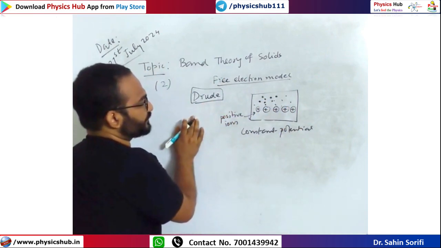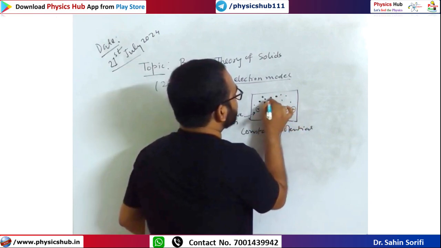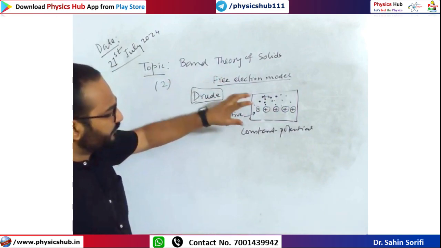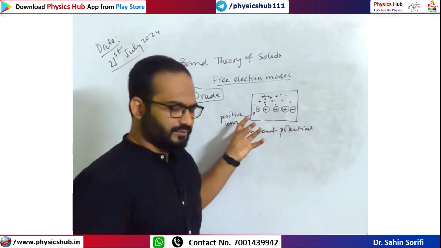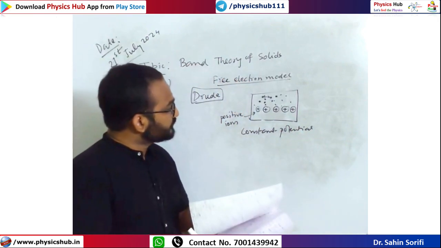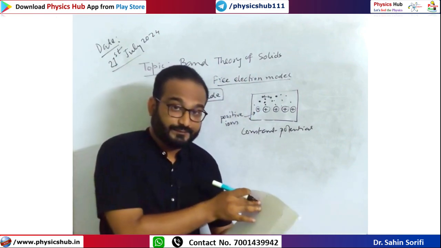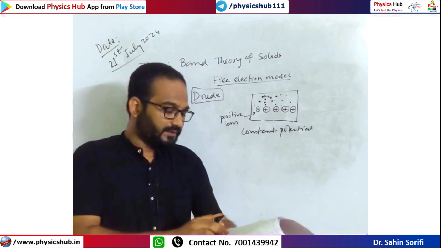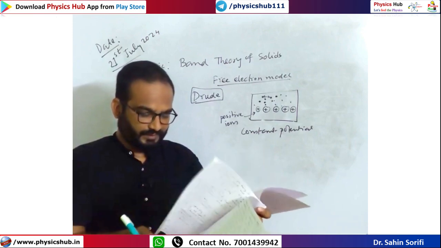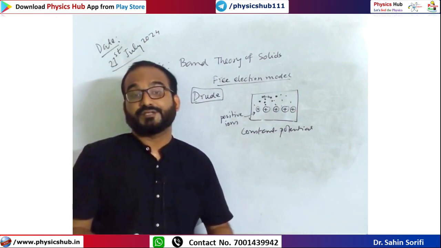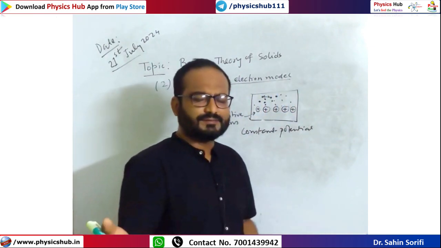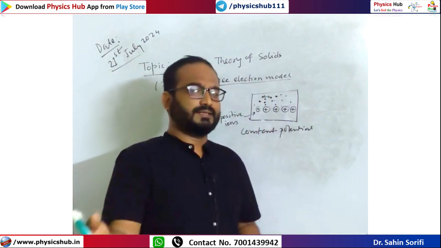What Drude missed is that he ignored the interaction between these electrons. Okay, so using the Drude model, various properties got explained. One thing I told you is that it validates Ohm's law. This model also explained thermal conductivity and electrical conductivity. In fact, there is a law, yes, that the ratio of thermal conductivity and electrical conductivity is constant. Okay, that is given by the Wiedemann-Franz law. And there is another thing it explained.